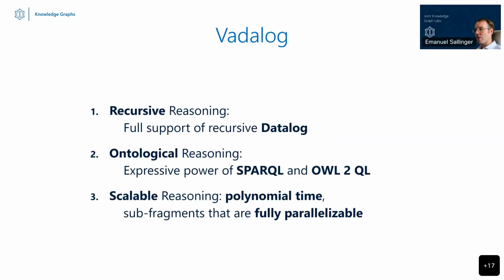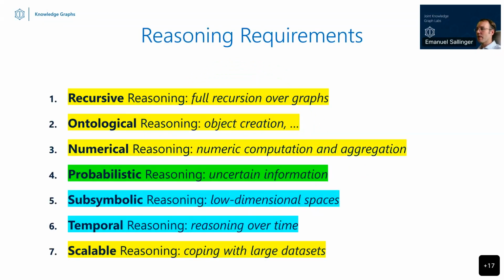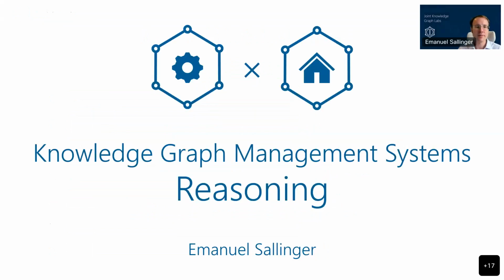But the Vadalog system has support in many of those cases, but the core language of Vadalog, called Warded Datalog Plus Minus, actually covers these three ones: polynomial time with subfragments that are fully parallelizable, expressive power of SPARQL and R2QL, and full support for recursive Datalog. And how this is done? Let's look into that.